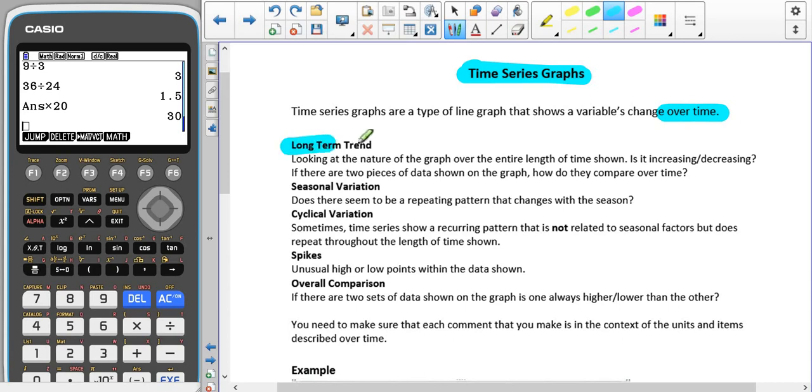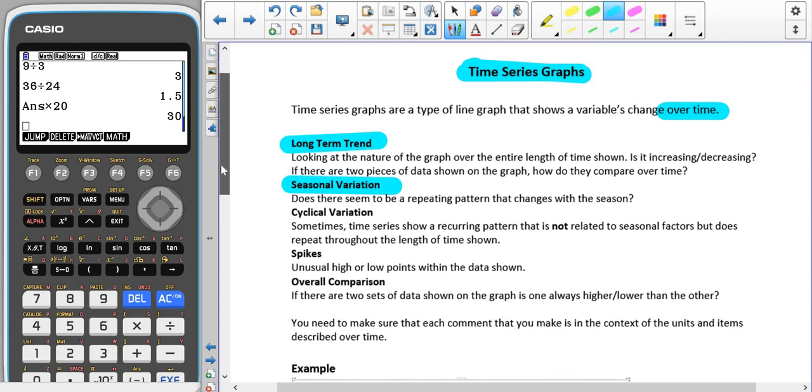We tend to look at long-term trends. A long-term trend is looking at the nature of the graph over the entire length of time shown. So is it increasing or is it decreasing? If we've got two graphs, is there any point where one of them is above the other, or one of them changes with respect to the other? Seasonal variation is where we see a repeating pattern that changes with the seasons. Remember that you have time along the bottom, so we can see what happens in each month. And if that repeats over a series of years, then we can say that that's a seasonal variation.